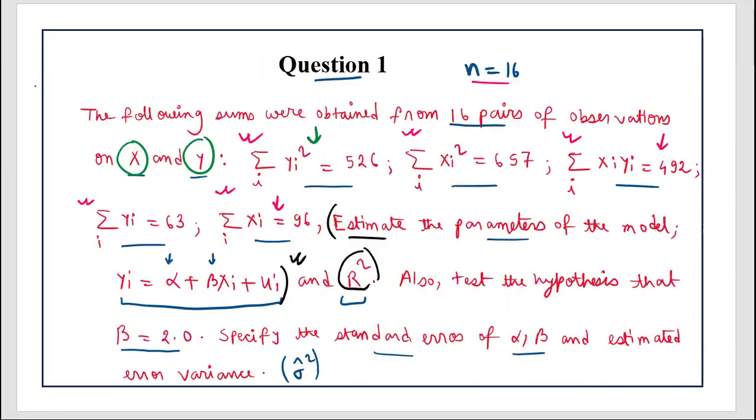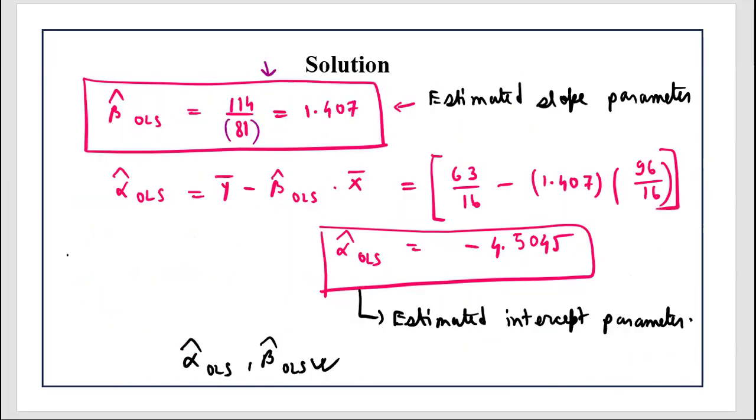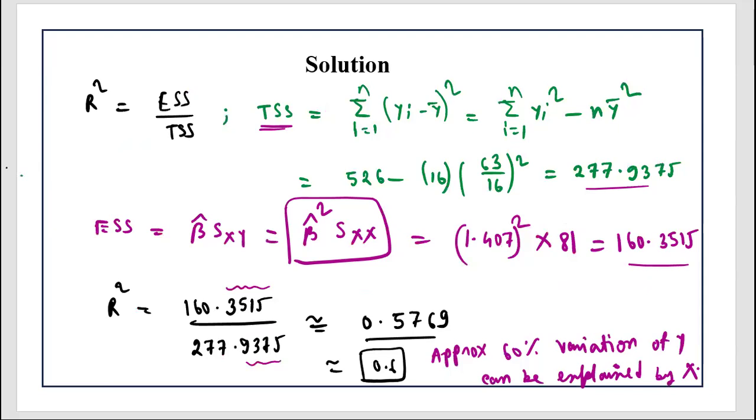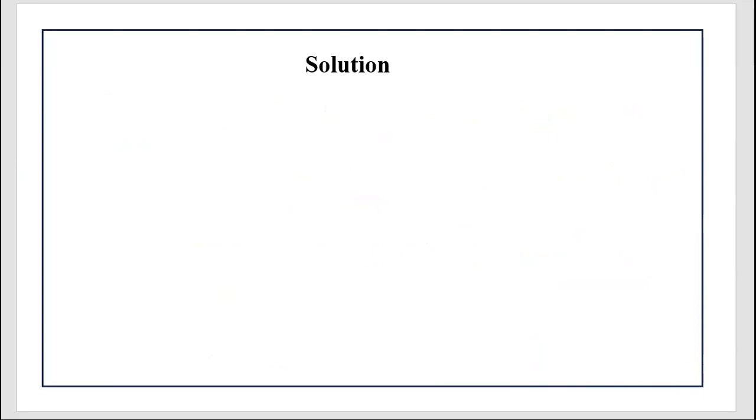So this is the second part of our question. Estimate the parameters of the model and then find out R square. This part is done. Now look at the next part: test the hypothesis that beta equals 2, and then specify standard errors and the estimated error variance. So how to solve the hypothesis testing portion? You have to set the null hypothesis against the alternative hypothesis.